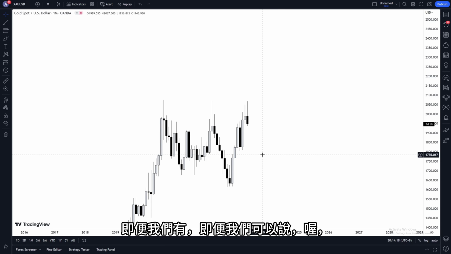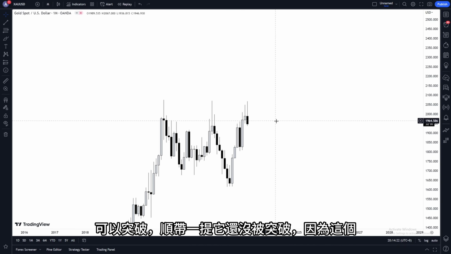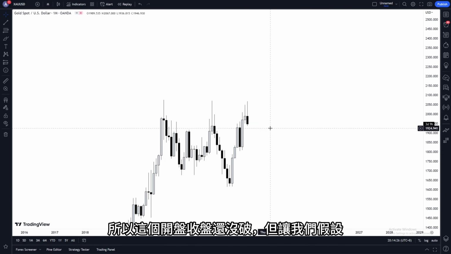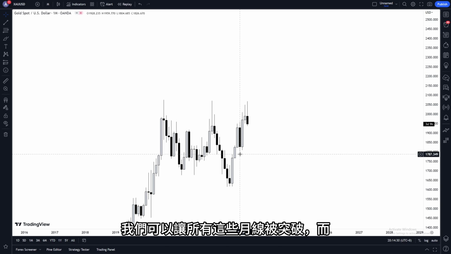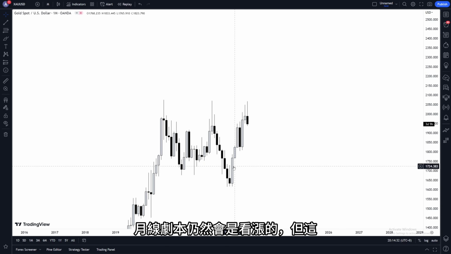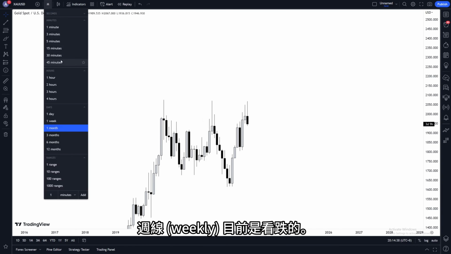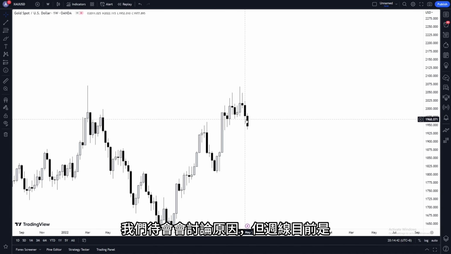Even though we can say, oh, this can break and this can break and this open close can break, which it hasn't broken yet, by the way, since the month is not over, I don't think. So this open close hasn't broken yet. But let's assume that it did break. We can have all of these monthlies break and the monthly storyline is still going to be bullish, but it doesn't matter for this simple reason. The weekly currently is bearish. We'll talk about why later, but the weekly currently is bearish.